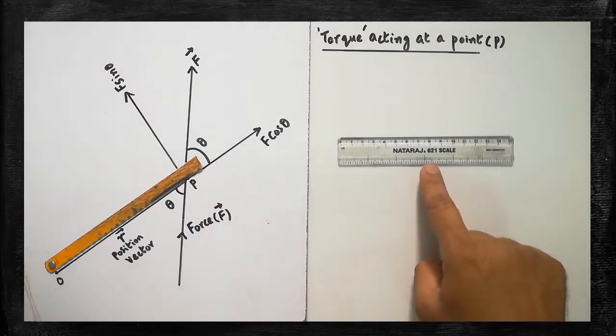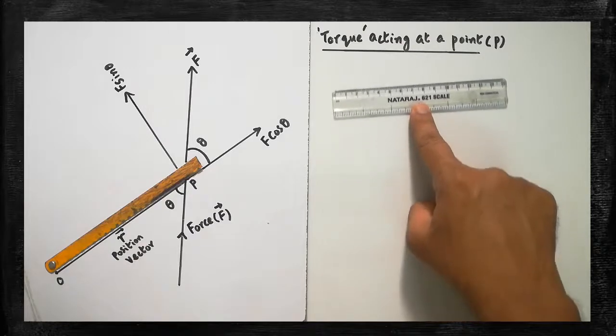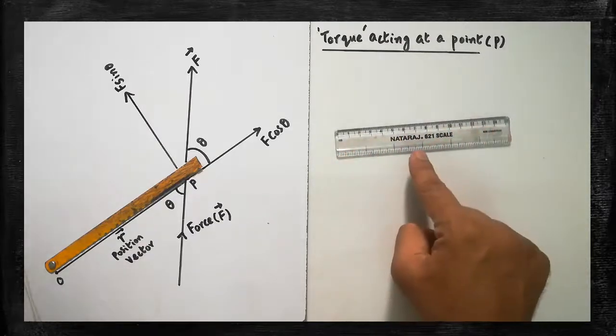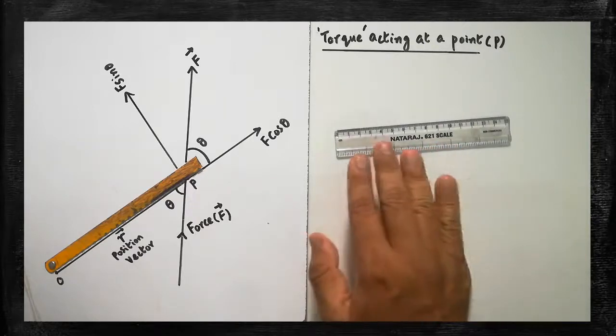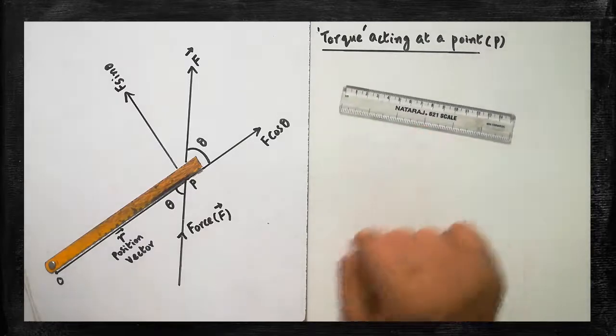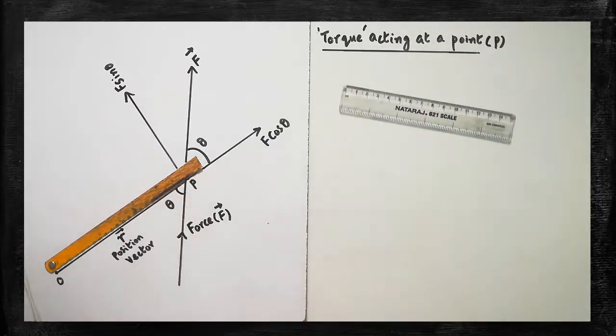Look at here. If you apply a force on this scale, what happens? The scale moves. The scale is not fixed on either end or in the middle of the scale. Is it clear? It is completely free. If you apply a force, the scale moves. But it is not so here.